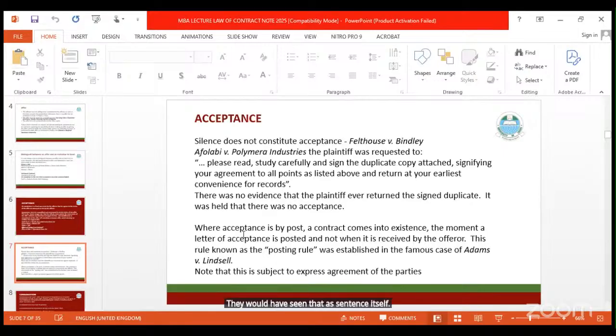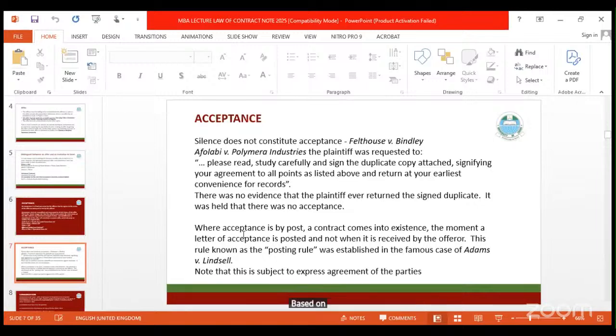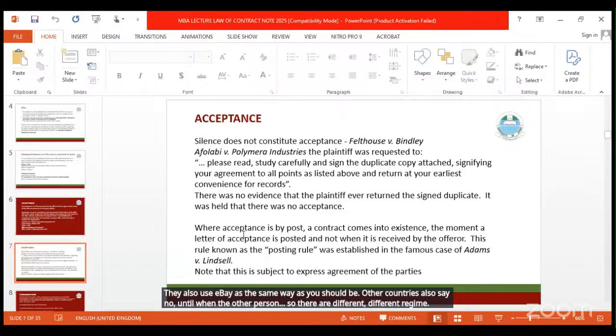And of course, this also extends to electronic contract or electronic agreement. You know, when you send email to someone, does the acceptance come in when you send that acceptance by email, or until that person receives it at the other end? You know, this is about electronic contract. In Nigeria, there is yet to be a specific law on this aspect. But in some countries, they adopted the postal rule, just the same way that a post office operates. They also use email the same way. Other countries say no, not until the other person receives it. So there are different regimes regarding electronic acceptance.